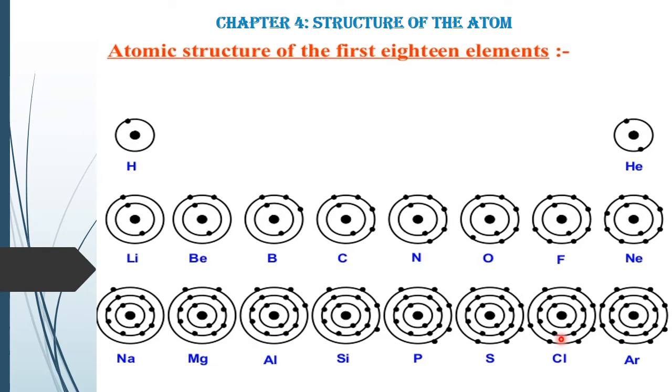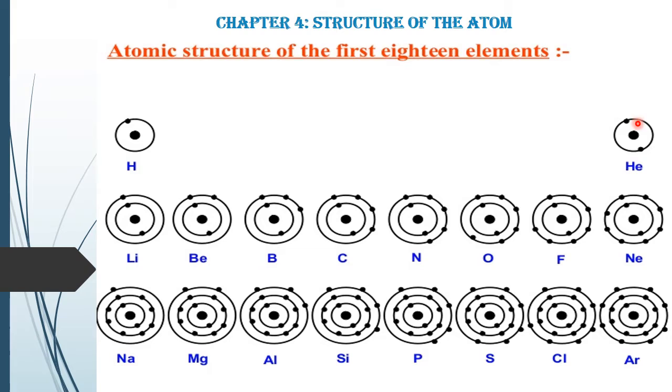Next one, I'll show you chlorine. Chlorine: atomic number 17, number of electrons 17. First shell, K shell, 2 electrons; second shell, L shell, has 8 electrons; third shell has 7 electrons. Argon: first shell has 2 electrons, second shell has 8 electrons, third shell has 8 electrons.